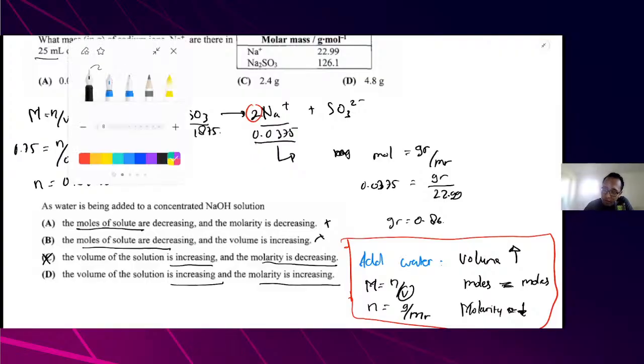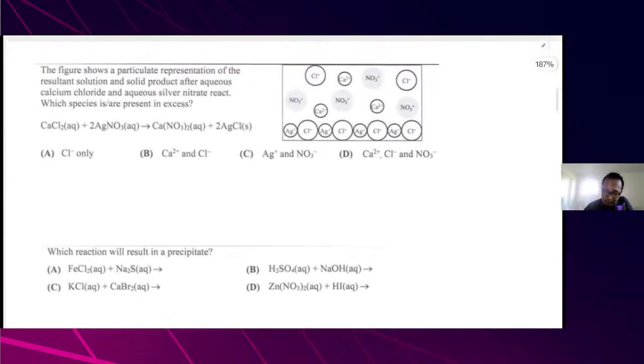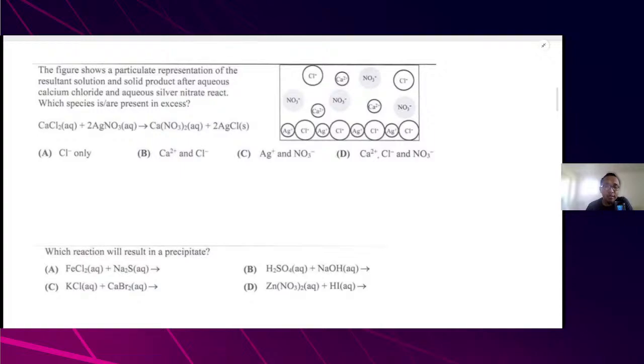And then we move on to another part. As you can see, guys, you have a picture over here, and then there is a question again. The figure shows a particular representation of the resultant solution and solid product after aqueous calcium chloride and aqueous silver nitrate react. Which species is present in excess?